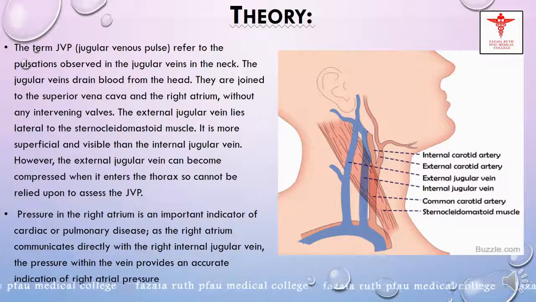The pressure in the right atrium is an important indicator of cardiac or pulmonary disease, as the right atrium communicates directly with the right internal jugular vein, and the pressure within the vein provides an accurate indication of the right atrial pressure.